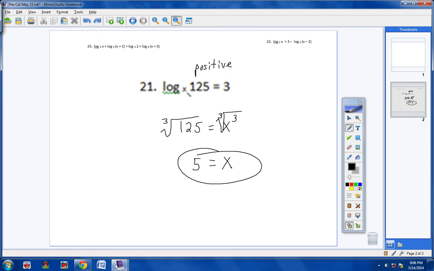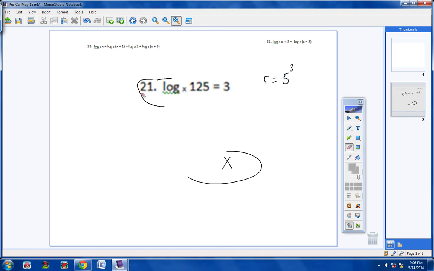And by the way, how do I know this answer works? We'll put a 5 here. Now, if I asked you to write this expression exponentially, you would write 125 equals 5 to the third. Isn't that true? Sure it is. 5 times 5 times 5 is 125. Okay? All right, let's continue on.